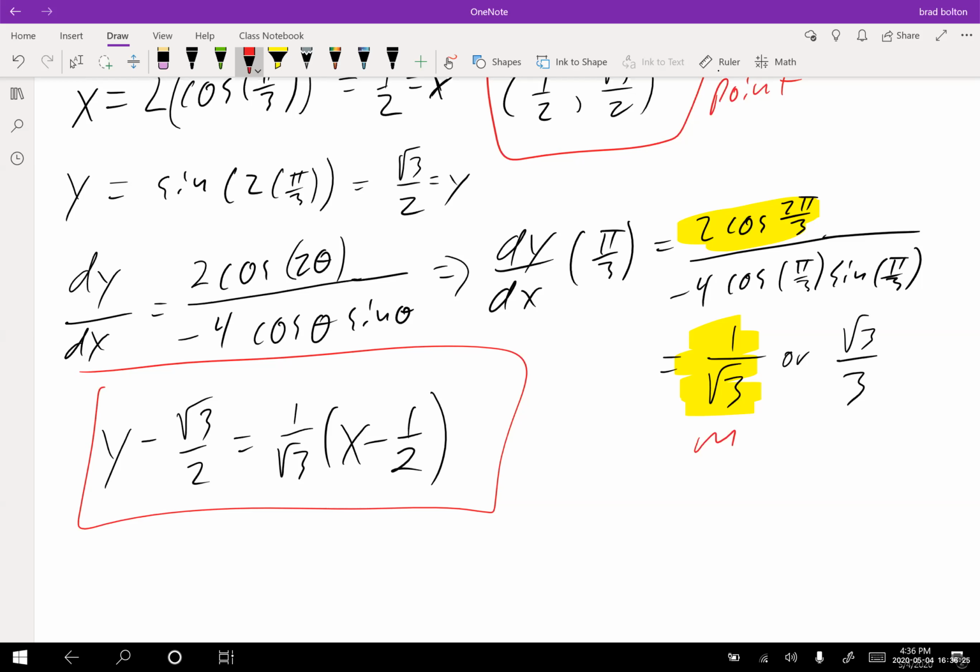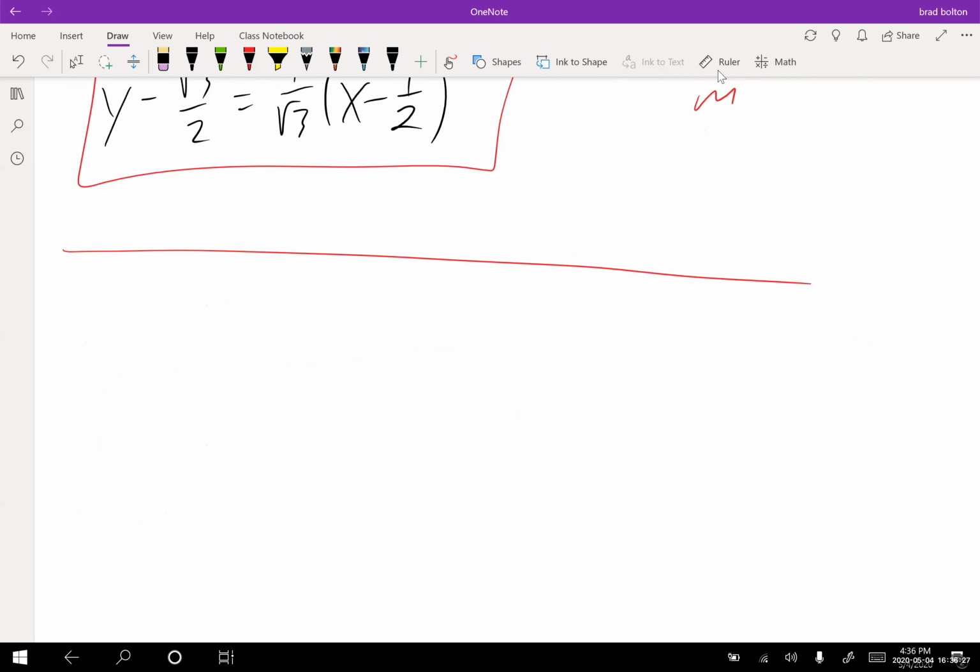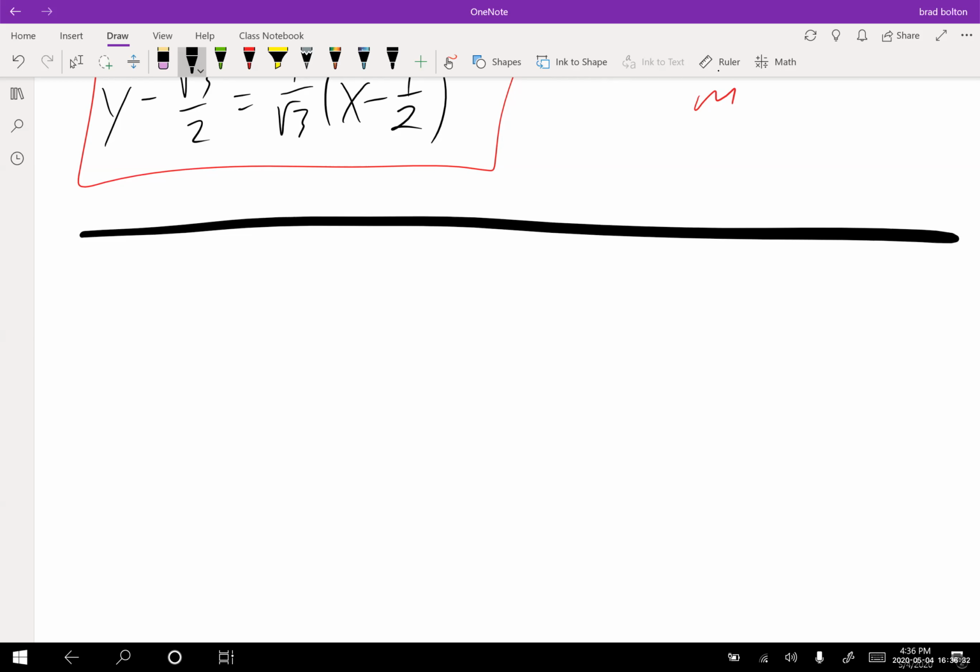Okay, so now we have to move on. Now we're going to move on to integration. So here's our formula. I'll write it in green. Area equals the integral from theta 1 to theta 2 of 1/2 f of theta squared d theta. Okay, so this is our formula to find the area of a curve.